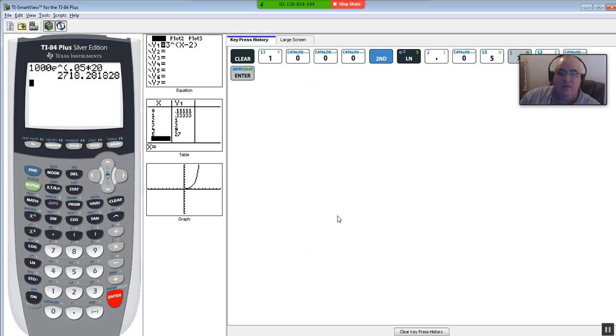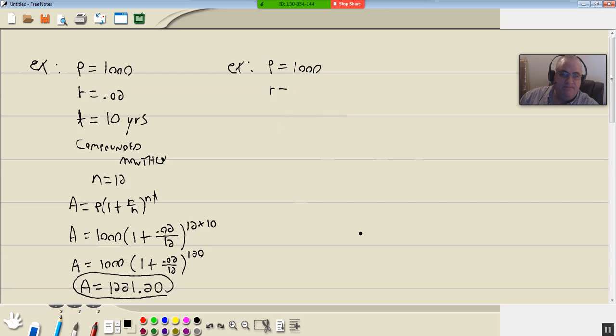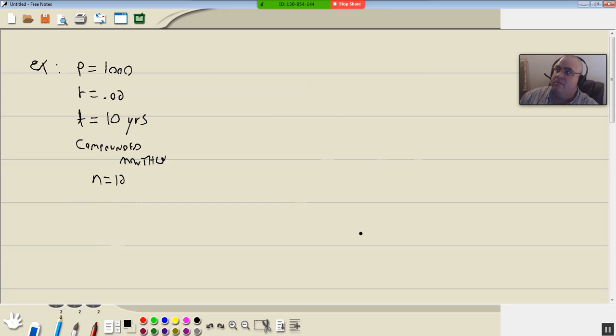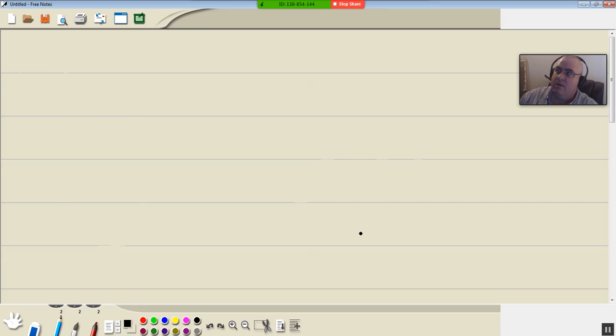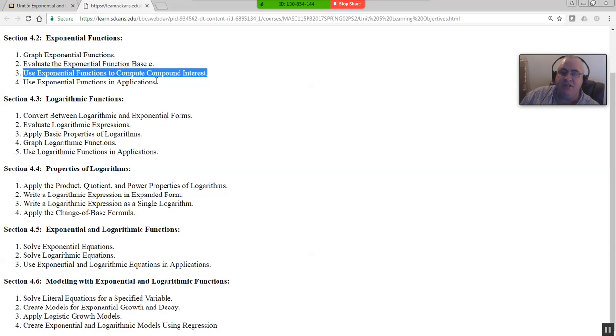So we got 2,718.28. So if you have $1,000 you put in the account at 5% for 20 years, compounding continuously, you'll have a little bit over $2,700 at the end of that time. Okay, let me clear that off. Applications oftentimes involve word problems around the interest.